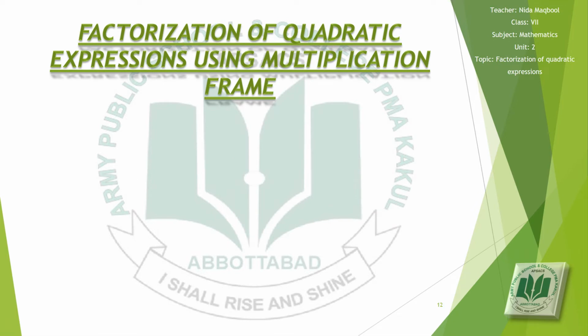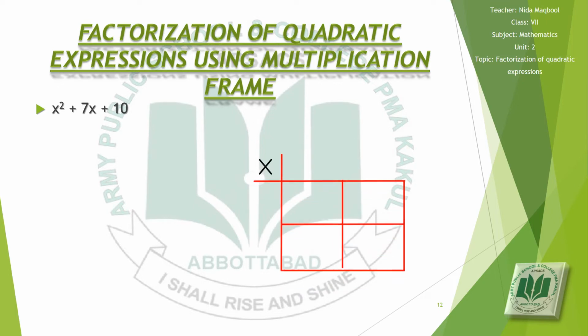The second method which I want to discuss is factorization using multiplication frame. For that, we will consider another example, x squared plus 7x plus 10. So let's draw multiplication frame. There are few steps which you have to follow to factorize this expression. Step 1. Write x squared in top left corner and 10 in the bottom right corner of the multiplication frame.